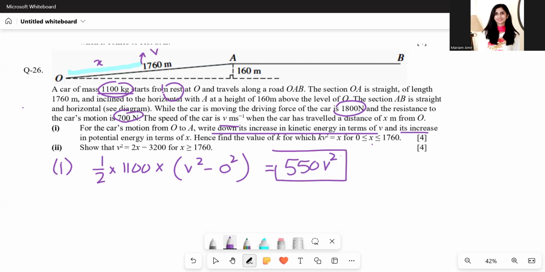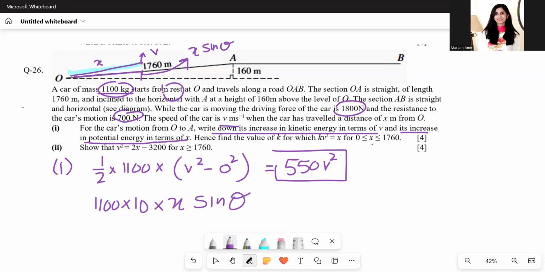And we also need the expression for the increase in potential energy in terms of X, where X is this distance. Increase in potential energy is mgh, where h is the difference in height between the two levels. If this is the distance X covered, then this will be the vertical height, and this would be X sine theta. So mgh: m is 1100, g is 10, height is X sine theta.